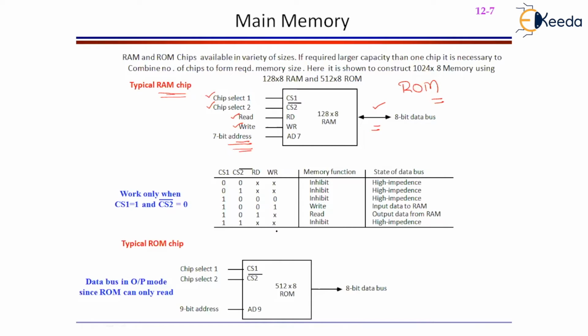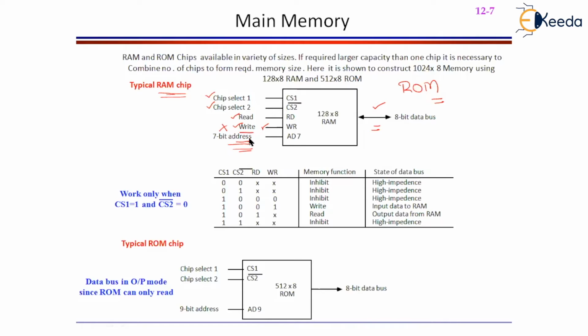Now, let us understand how the ROM is going to be designed. When it comes to ROM, we do not need a few connections that are available in RAM, because RAM performs writing also, but ROM does not perform writing. So we can avoid writing. When you design a ROM chip, you need not have the write pin for the ROM chip.